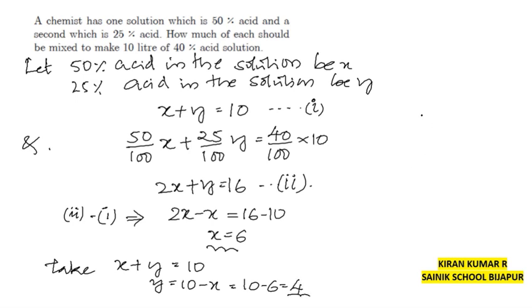So it means that there was 4 liters of the second type solution and 6 liters of the first type solution, and the mixture would lead to 10 liters of 40% acid. Hope you have understood this. Let's move on to the next question.